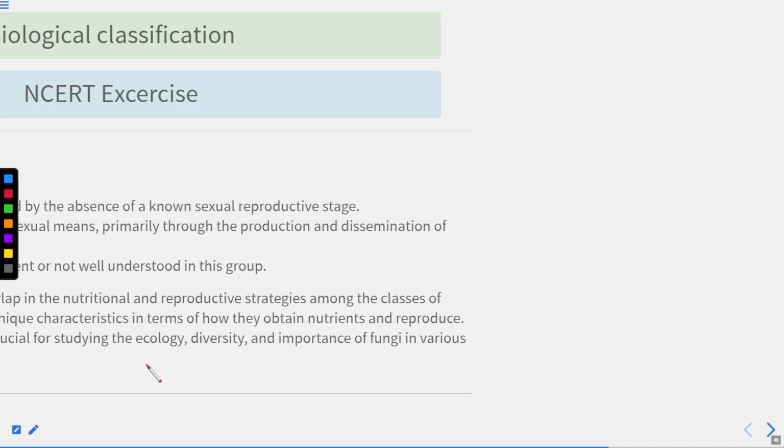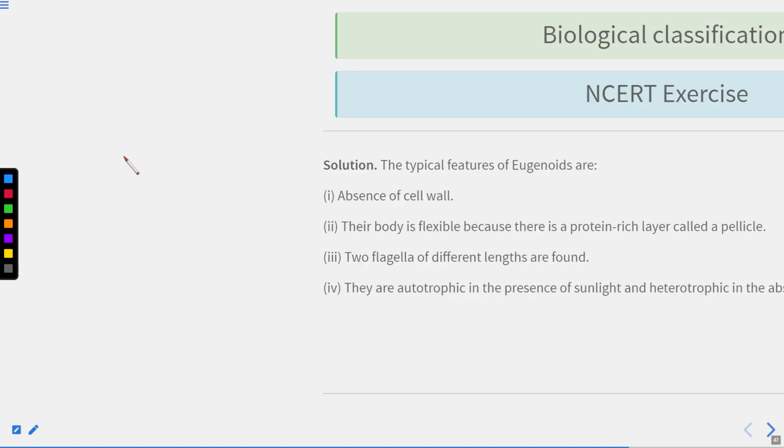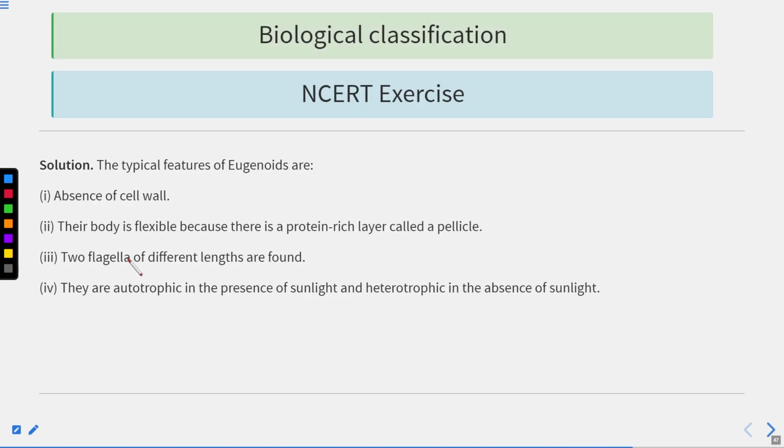So let us see the next question. What are the characteristic features of euglenoids? You have to tell the characteristic features of the euglenoids. So here come the characteristic features. The typical feature of euglenoids is the absence of a cell wall. So they are protista. Euglenoids are placed in protista.